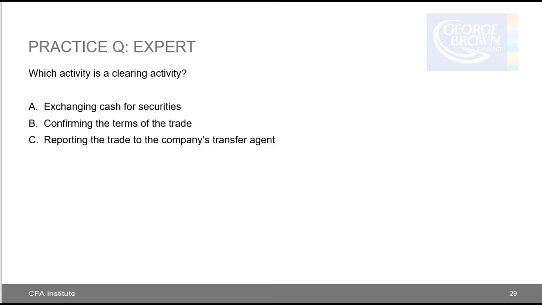So a quick practice question from the learning ecosystem at the expert level. I must say this one is a little bit tricky. Which activity is a clearing activity? A, exchanging cash for securities. B, confirming the terms of the trade. Or C, reporting the trade to the company's transfer agent.